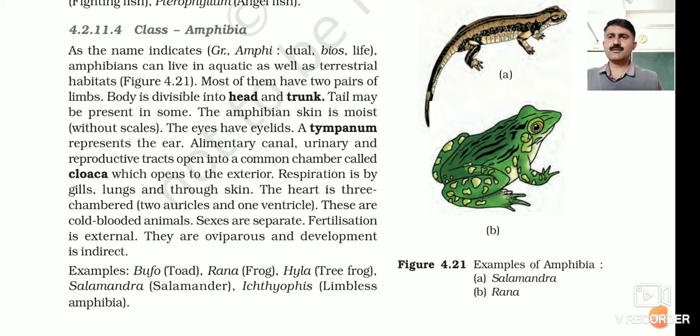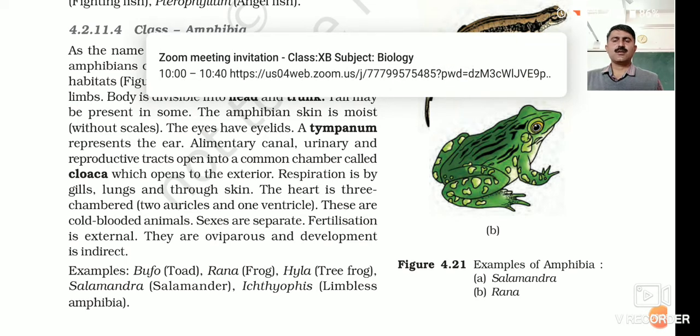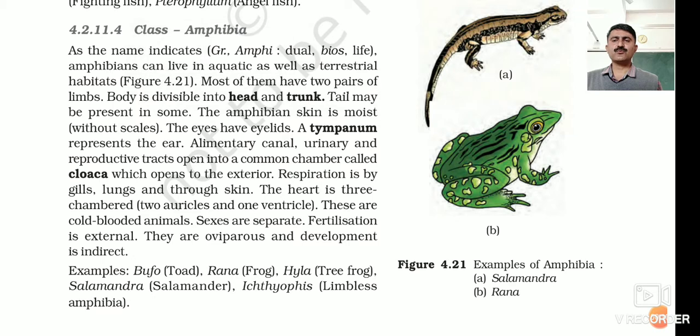Yes, dear students, in this video we will talk about the class Amphibia, which is a subgroup of superclass Tetrapoda. Earlier we talked about the two classes of the superclass Pisces, that were Chondrichthyes and Osteichthyes, which include the true fishes.